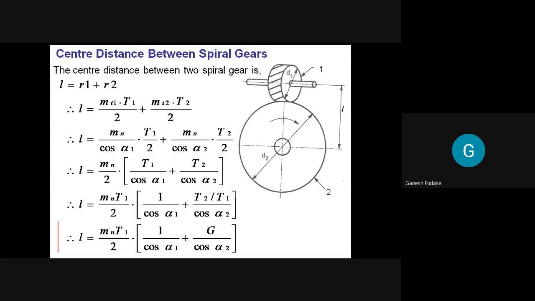That is central distance is equal to Mn into T1 by 2, as I take T1 common, in bracket 1 upon cos alpha 1 plus g upon cos alpha 2. For helical gear, it is different. For spur gear, it is different. So in each case, we must be careful about finding or deriving the central distance formula. So for spiral gear, it is Mn, that is normal module, into T1, teeth of gear 1, upon 2 into 1 upon cos alpha 1 plus g upon cos alpha 2, where g is gear ratio, that is T2 by T1. It's a formula for central distance of a spiral gear.